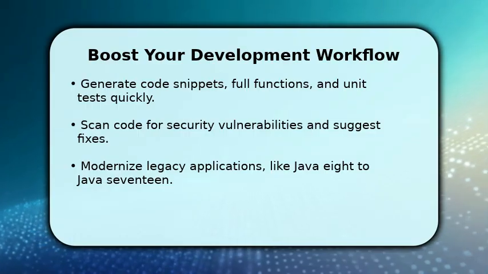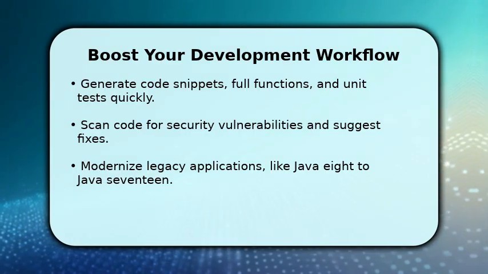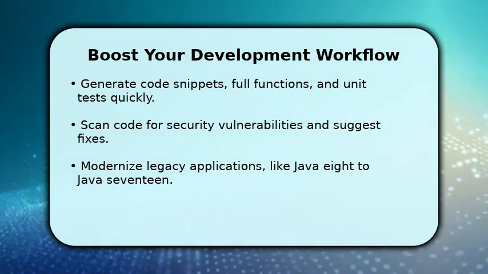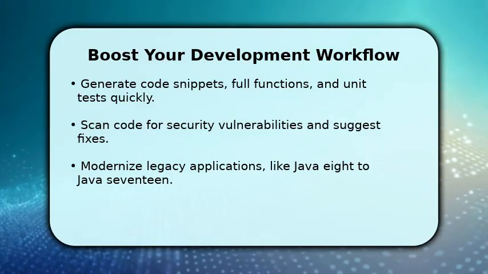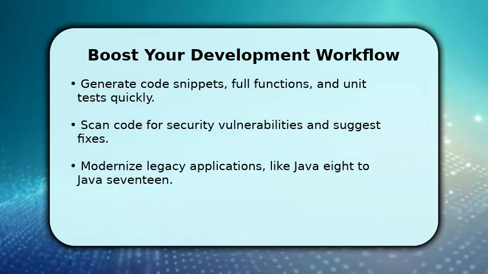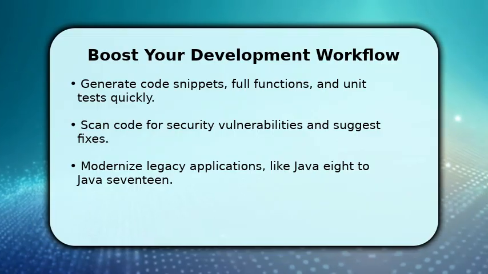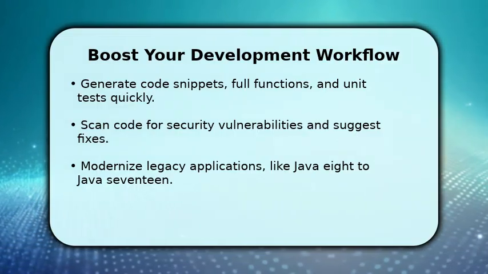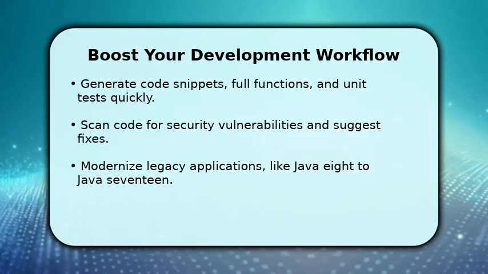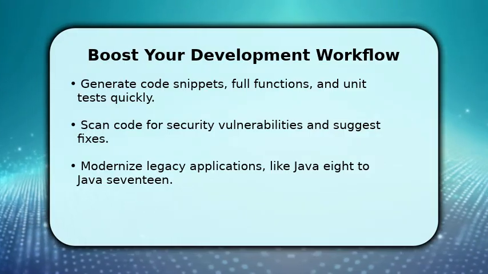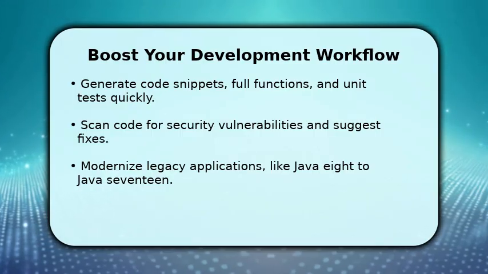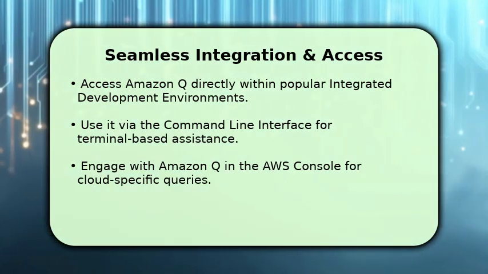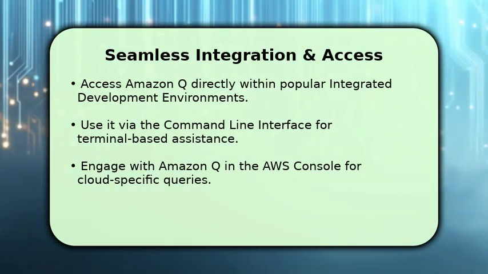It can generate code, create unit tests, and even help modernize legacy applications, such as upgrading Java 8 to Java 17. This AI assistant also performs security vulnerability scanning, identifying issues early and suggesting actionable fixes. Early adopters have reported a 20 to 40% boost in developer productivity and a 30% reduction in time spent resolving code-related issues.